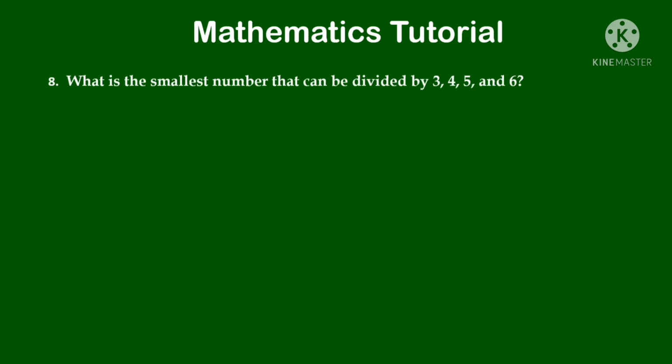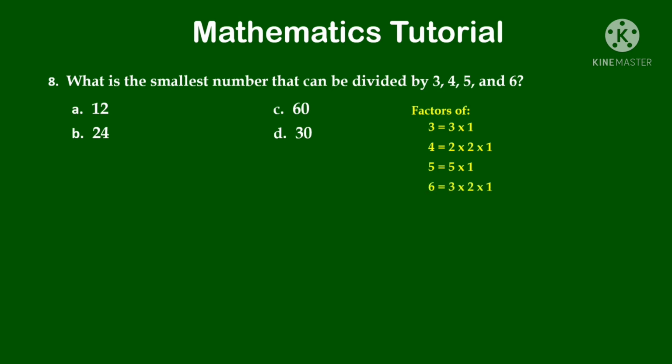Number 8. What is the smallest number that can be divided by 3, 4, 5, and 6? A, B, C, or D? Now, in this question, we need to recall the concept of the least common multiple (LCM) and the greatest common factor (GCF). Get the prime factorization of the numbers 3, 4, 5, and 6. The factor of 3 is 3 times 1. Factors of 4 are 2 times 2 times 1. The prime factorization of 5 is 5 times 1. And the prime factorization of 6 is 3 times 2 times 1.